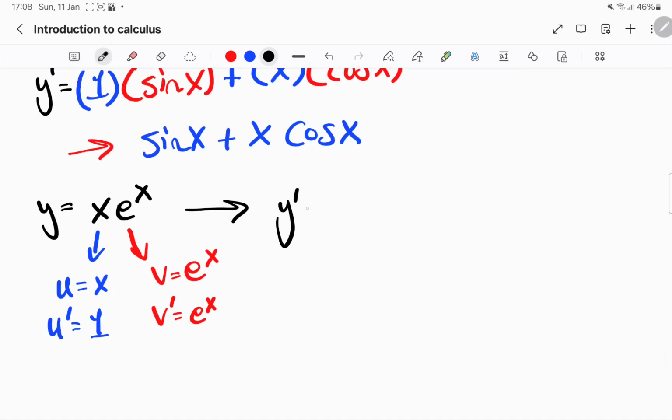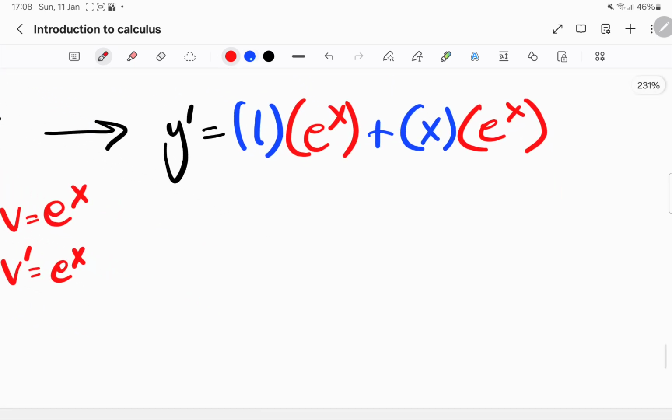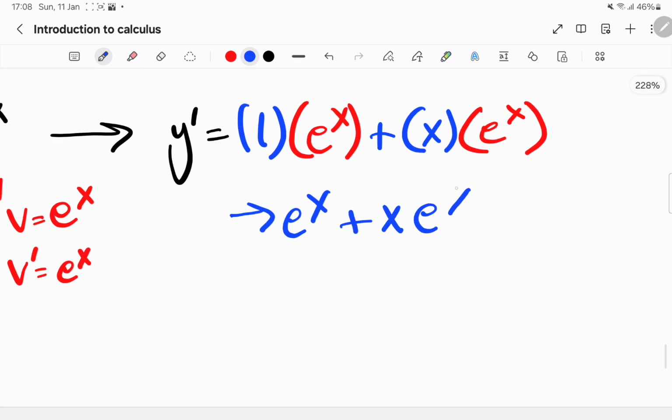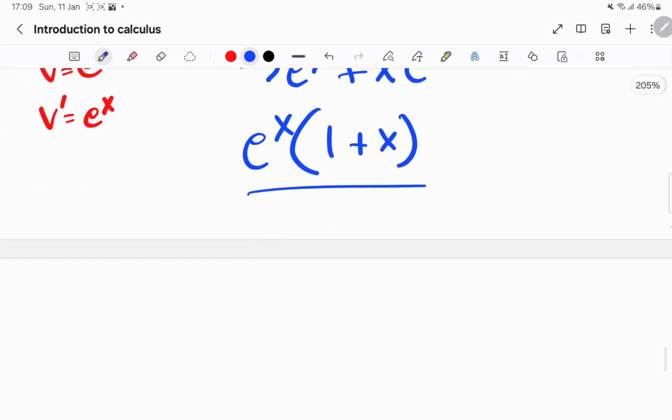Let's write down our final answer. Y prime is equal to u prime, which is 1, multiplied by v, e to the x, plus u, which is x, multiplied by v prime, which is also e to the x. And we get e to the x plus x e to the x. Let's factor out the e to the x. We simply get e to the x multiplied by 1 plus x. That's our final answer.